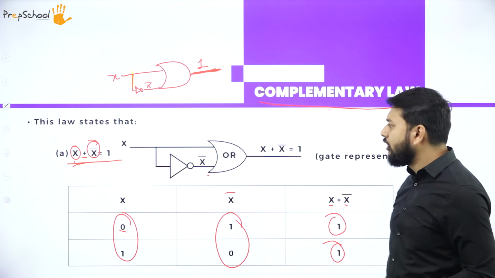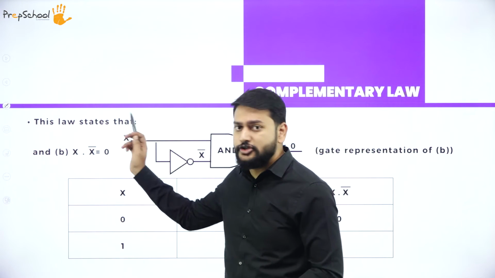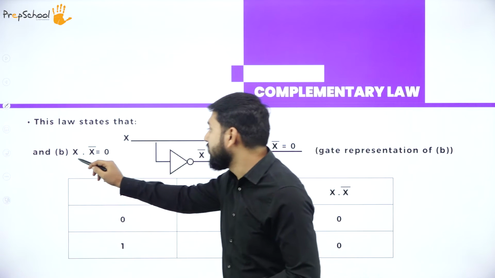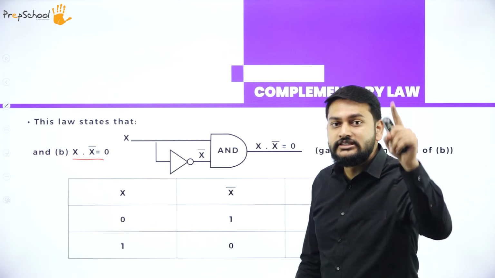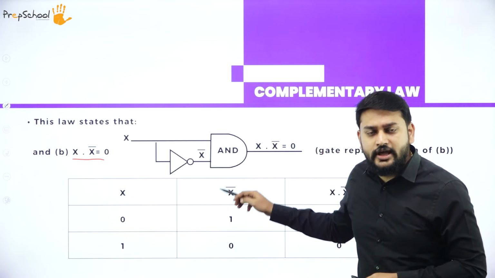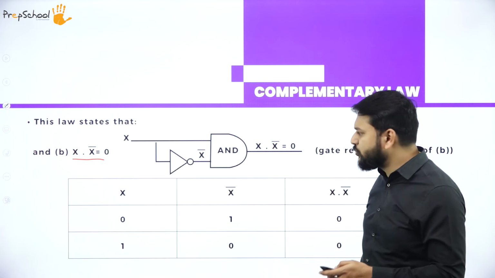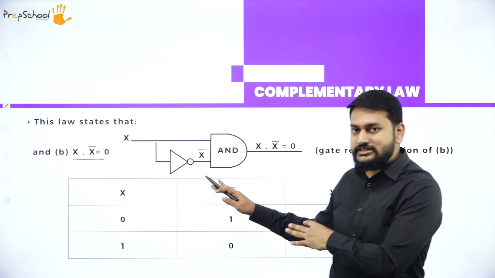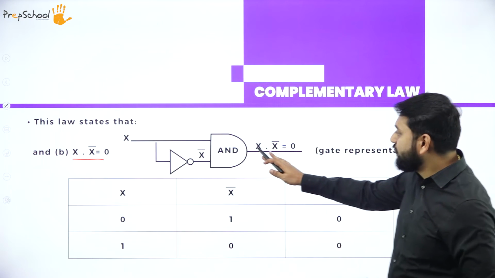I have one more law that I have to prove for the complementary law. Please remember, the first one was X plus X dash is equal to 1. But please observe, I have X into X dash is equal to 0. How do I do that? The same thing, I would write the logical diagram, the graphical symbol. It's pretty simple. You just change this OR gate to an AND gate. That's it. The rest, everything is the same. You just have to change the gate from OR to AND.